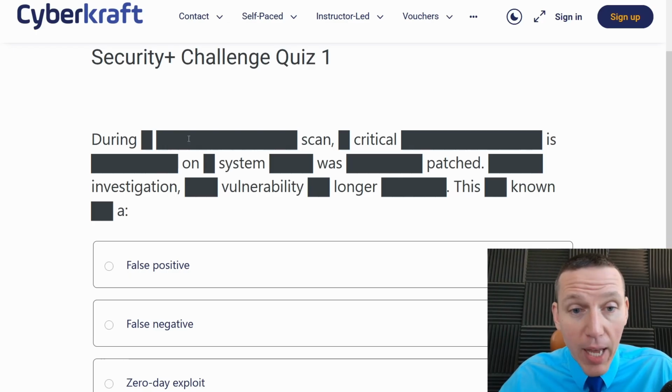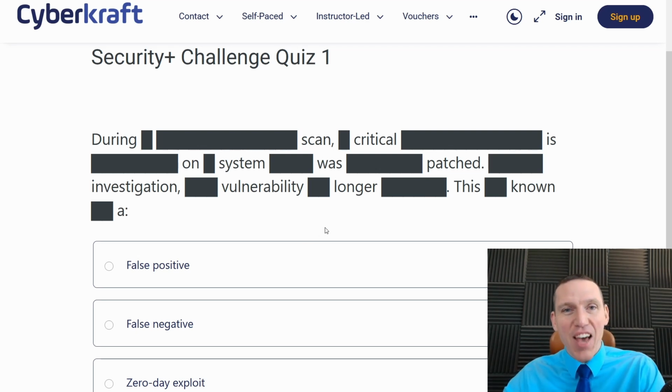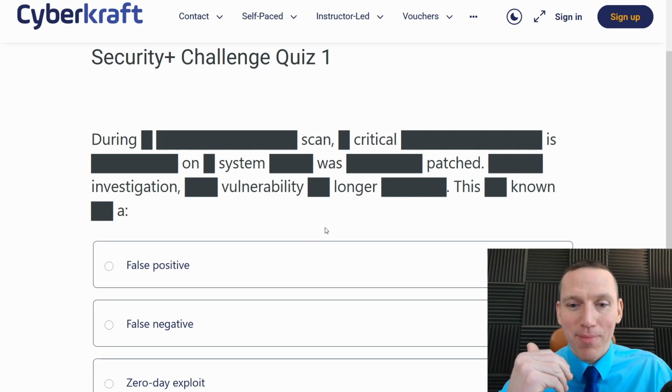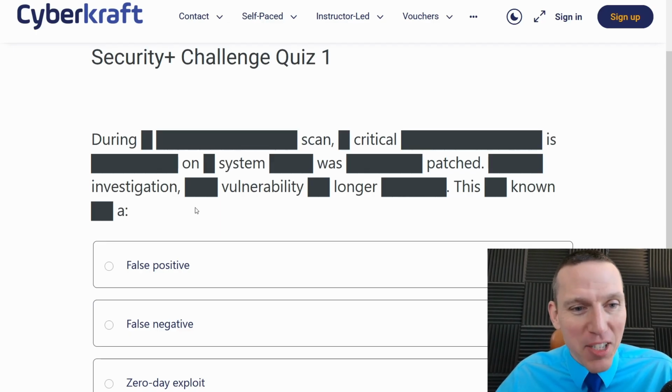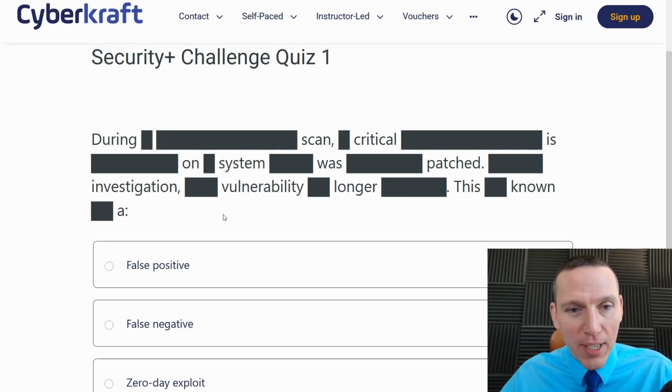All right, during blank blank scan, I got 2 blanks. A critical blank is blanked on a blank system. I feel like I'm on a radio show and I'm swearing and they're bleeping out every other word. Was blank patch. This blank investigation, blank vulnerability is, or something longer, no longer blank. This is known as a what? So during a scan, a critical vulnerability is discovered on a system that was recently patched.